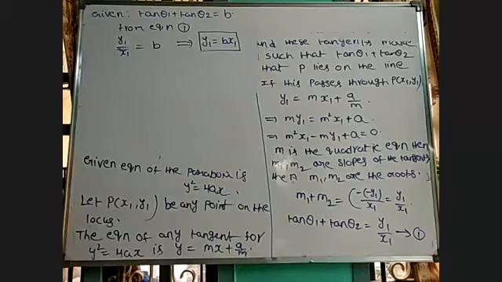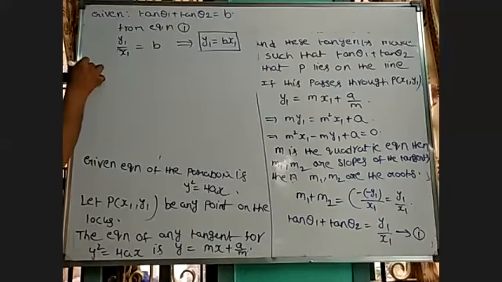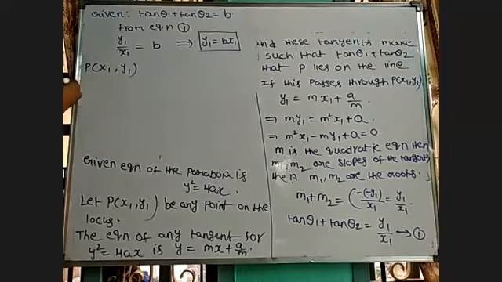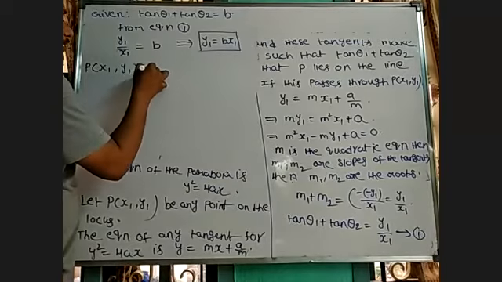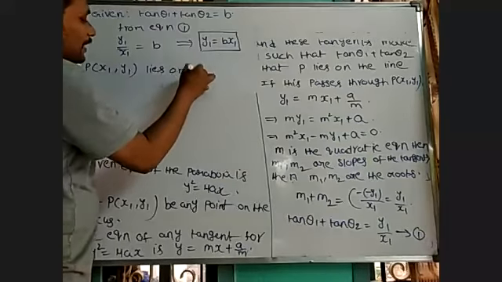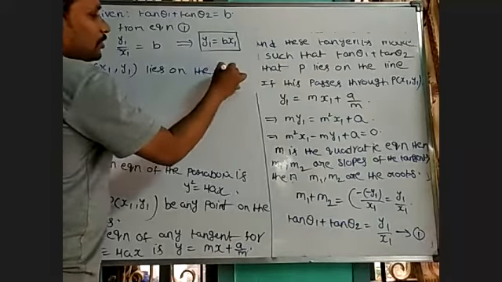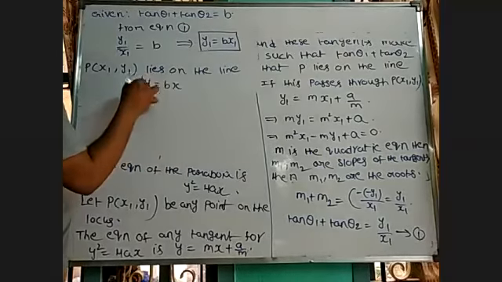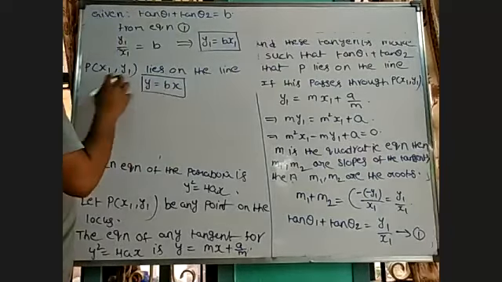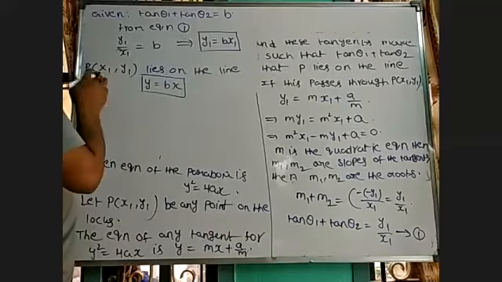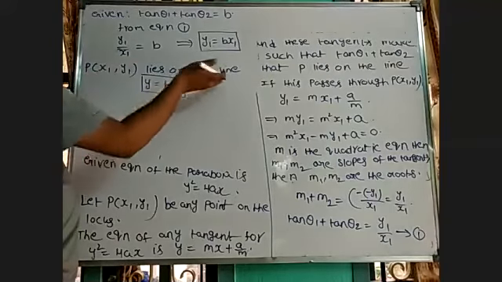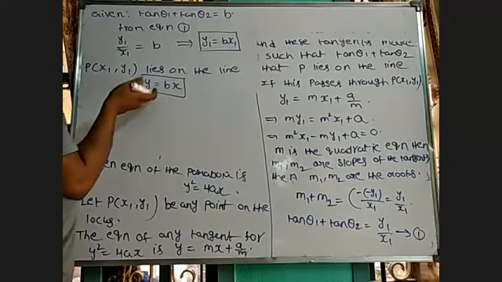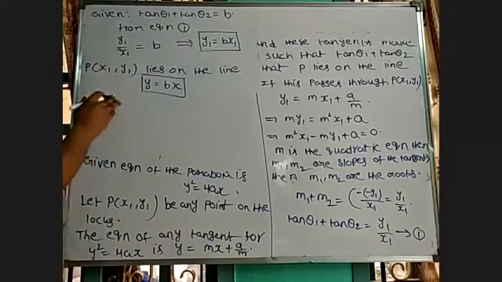Next, P x1 comma y1 lies on the line y equals bx. Understood? Okay, that's why we are writing like this. That's why we are writing what? P x1 comma y1 lies on the line y equals bx. In this line only, this x1 comma y1. That's why we are writing this. Okay, understood? Right.